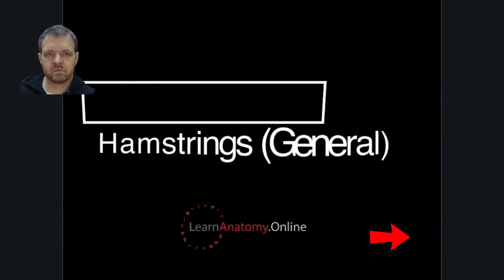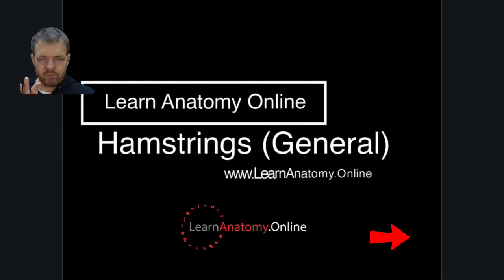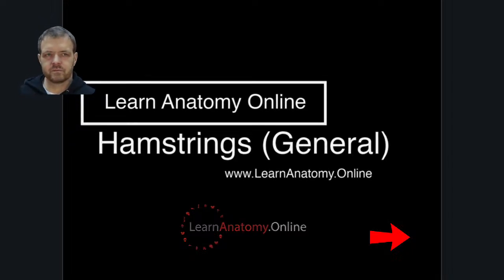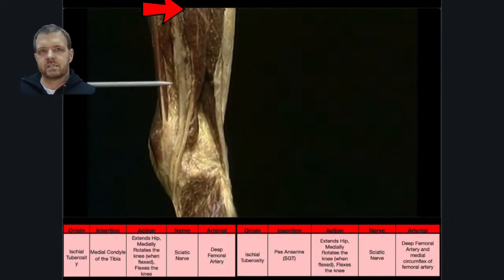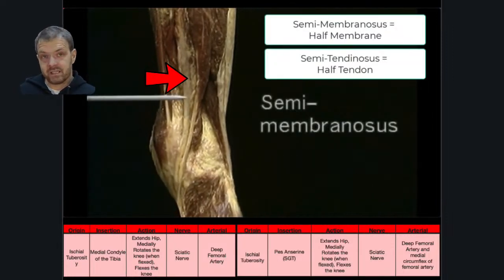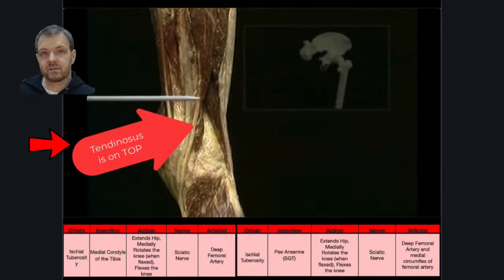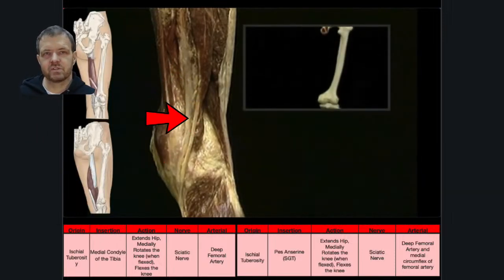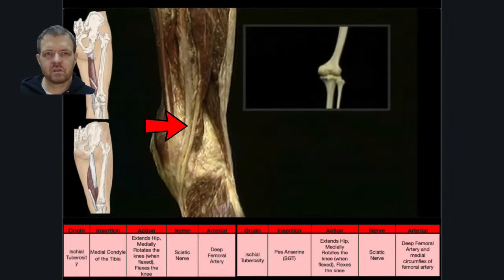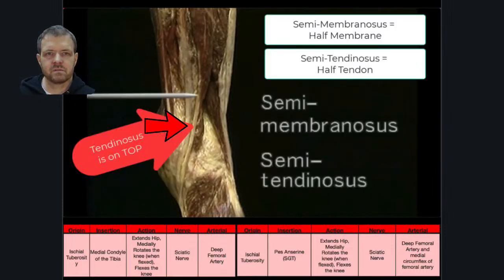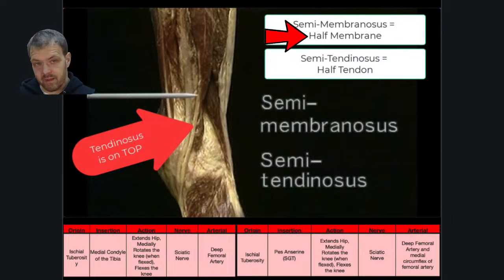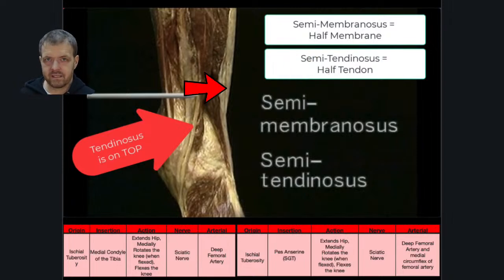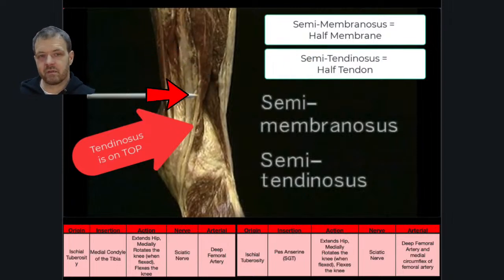So this is a general look at the hamstring, so quite a broad look, and then we'll go a bit more specific and a bit more detail. This is the inside of a right leg. So semitendinosis on top, there's the tendon just there. Semimembranosis just underneath. They all look like one. Let me just go back a little bit. There we go. So semimembranosus, half membrane, semitendinosus, half tendon. They're on the inside of the back of your thigh.